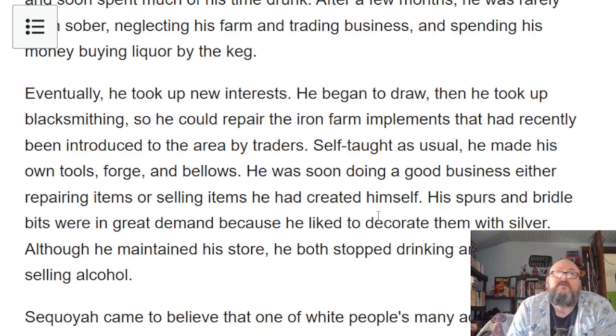Eventually, he took up new interests. He began to draw. He took up blacksmithing, and was self-taught, as usual, on these things. So he made his own tools, forge, and bellows. He was soon doing a good business either repairing items or selling items he had created himself. His spurs and bridle bits were in great demand because he liked to decorate them with silver. Although he maintained his store, he both stopped drinking and stopped selling alcohol. So it was good for him. He was able to make a clean break.